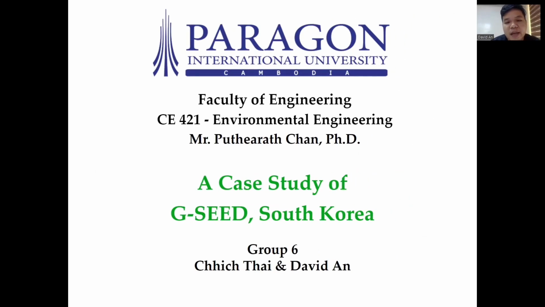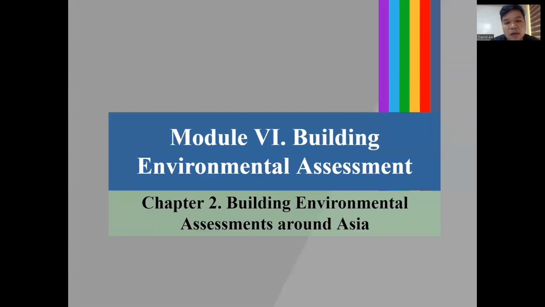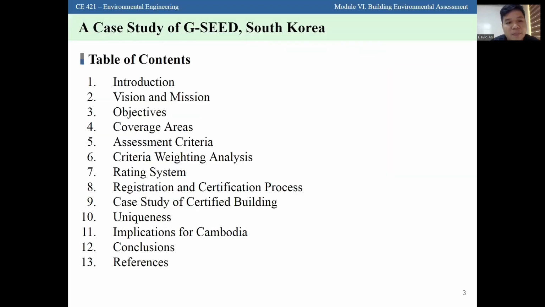Okay, so let's begin with a case study of GSEED, which is the certification system in South Korea. Here is the table of contents, which contains 13 points, including the reference. It starts from introduction, vision and mission, objective, coverage area, assessment criteria, weighting analysis, rating system, followed by registration and certification process, case study of certified building, uniqueness, implications for our country, and also the conclusion.